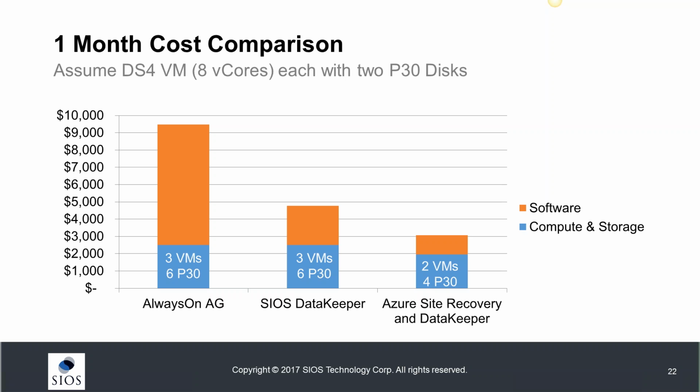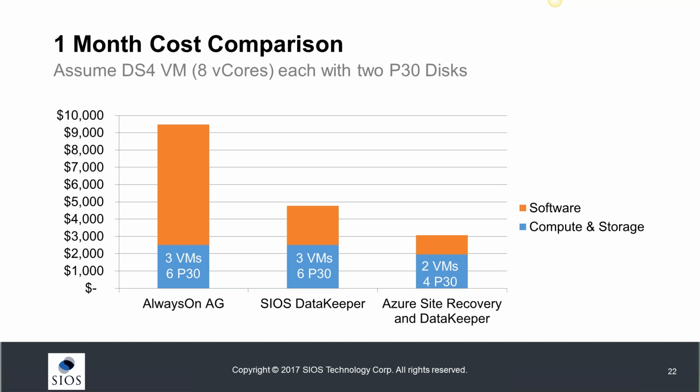The software associated with each solution, as you see, with AlwaysOn Availability Groups requiring the Enterprise Edition, jumps the cost of that solution way up to almost $9,500 per month across three VMs. Whereas DataKeeper, leveraging SQL Server Standard Edition, has a much more manageable cost. Again, this is one month, so you compound that over time, and you can understand the tens and hundreds of thousands of dollars you could save using that solution.